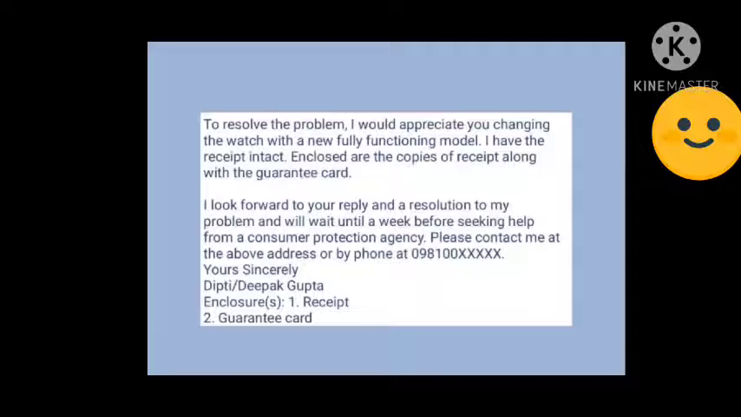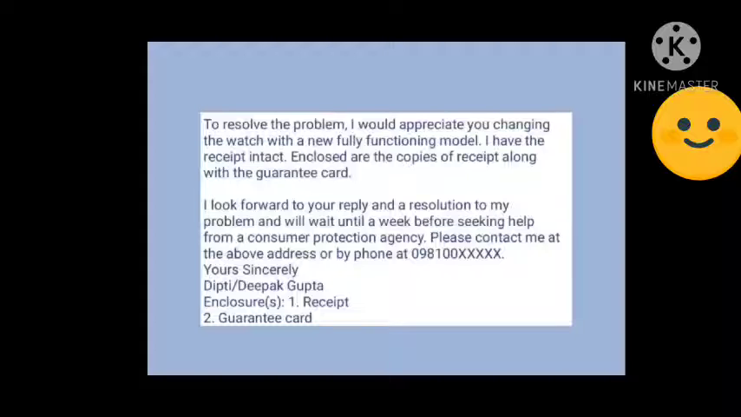And next, continuation to second para. To resolve the problem, I would appreciate you changing the watch with a new, fully functioning model. I have the receipt intact, means complete and undamaged. You have the receipt of the purchase of the watch that you are attaching here for evidence. Enclosed are the copies of receipt along with the guarantee card.